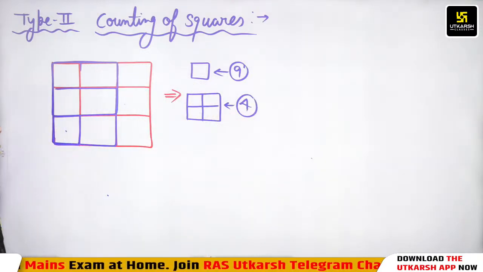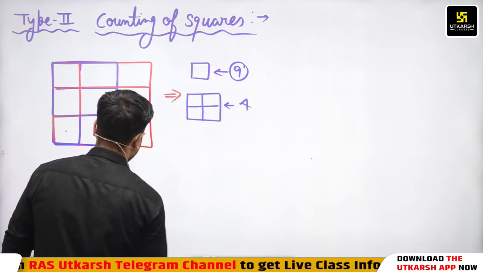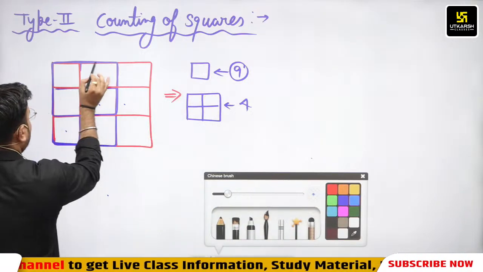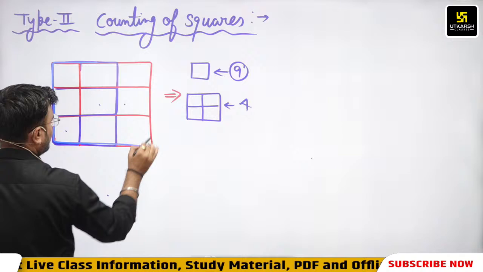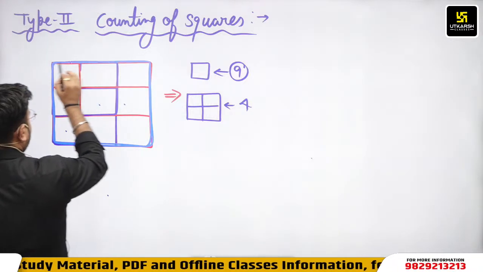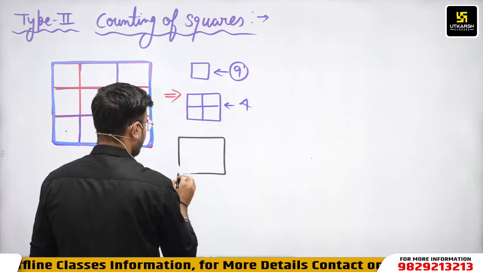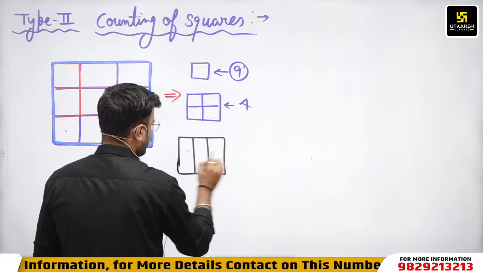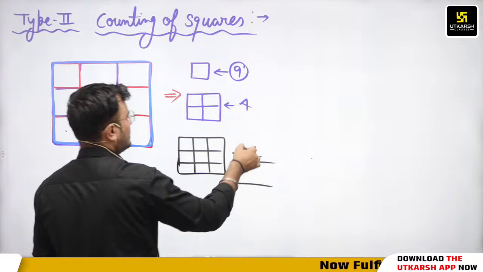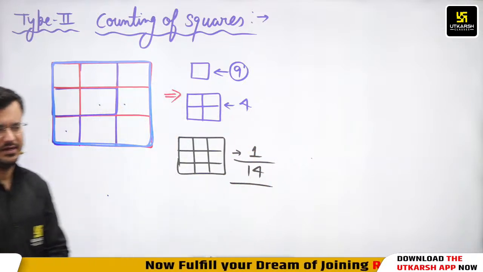And now we are going to count the biggest square, so you are able to see this thing. This is only one. So total how many squares are there? 9 plus 1, 10 plus 4, 14. So total 14 squares are there in this figure.